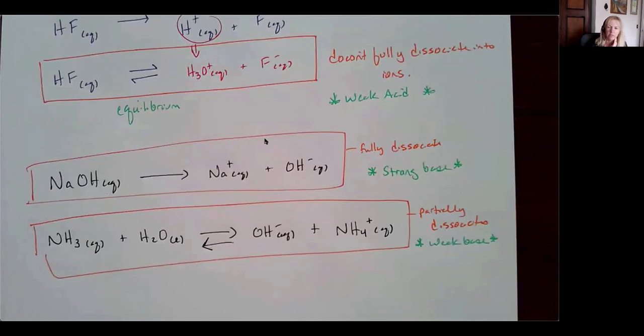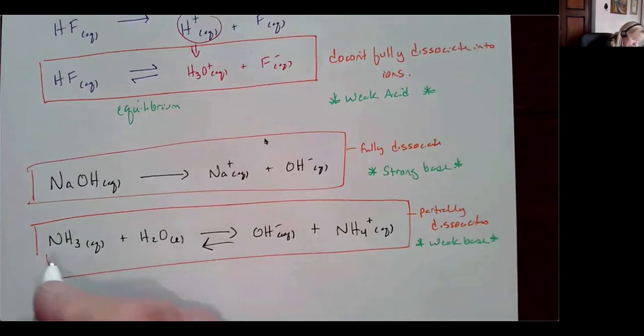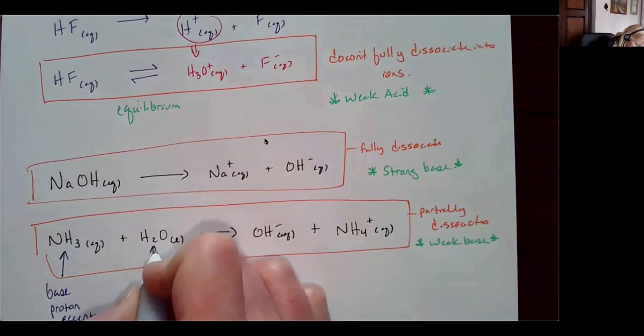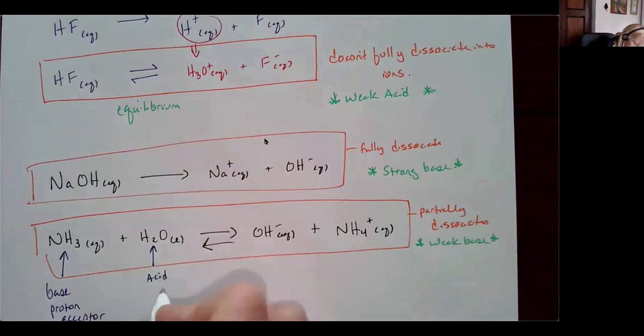Now, if I think about the Bronsted-Lowry definition, things are going to accept protons and things are going to donate protons. So an acid is a proton donor and a base is a proton acceptor. If we look at this scenario here where I have NH3 reacting with water to form hydroxide and NH4 plus, there's been a proton transfer. The proton has left water and gone to here. So this is going to be my base because it's a proton acceptor, and this is going to be my acid. Water is the proton donor.